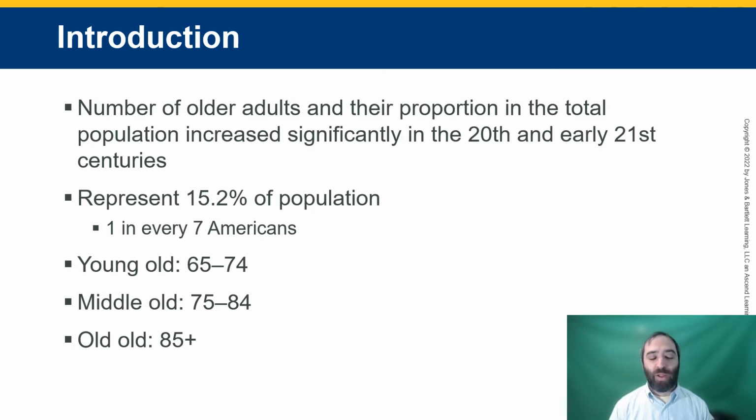And then there's the middle old, 75 to 84. By this time, most of them have stopped working, and there's a push to have them stay healthy. And then there's the old, which are those people who are 85 and older. And this is actually a growing group in the United States today. Most people don't make it to 85, but the number of people who do is increasing.